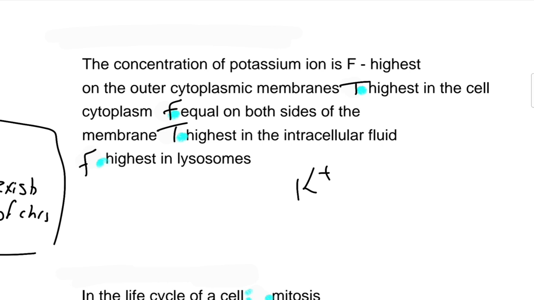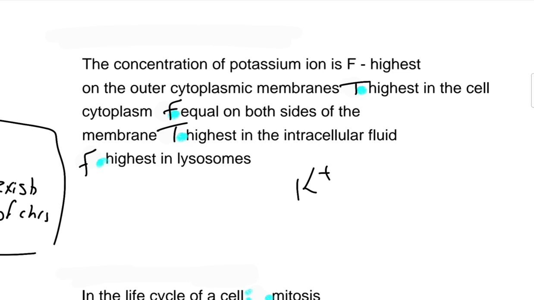So K+ ions, do they exist on the outer side of the cytoplasmic membrane? They do exist, but in a very small amount. They are so high in the cell cytoplasm, meaning inside the cell. Are they equal on both sides? No. Usually ions are not equal on both sides. Cellular transport is happening 24 hours. Highest in the intracellular fluid? Yes, since we already said that it exists in the cell cytoplasm.